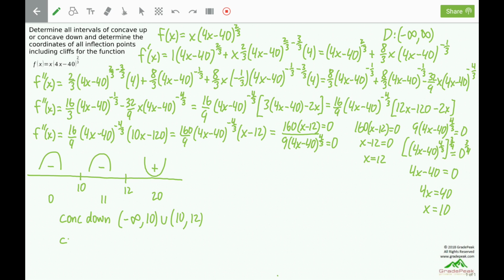We have concave up happening from 12 to positive infinity. Right at the candidate number of x equals 10, we have the concavity not changing. It's concave down on the left and concave down on the right. So x equals 10 is not an inflection point because the concavity did not change. What it would be is concave down on both sides. It actually is a cusp minimum. But that's something that would be determined by the first derivative.